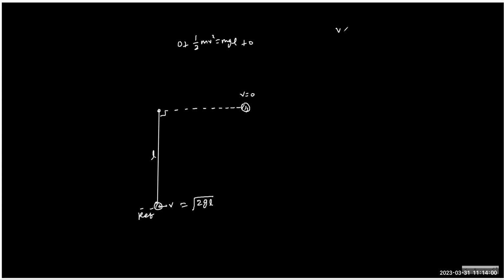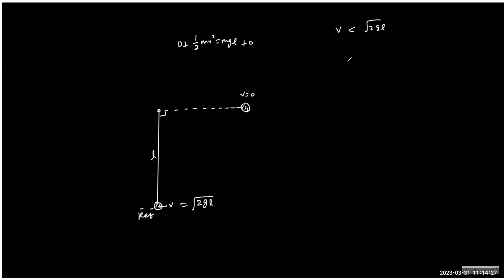If I impart velocity less than root 2GL, what will happen? Pendulum. It will act as an oscillatory motion. So will it be SHM or oscillatory? Oscillatory. It is not SHM. SHM is a condition in which the acceleration, the force, is proportional to x. So this is not SHM, it is oscillatory motion anyway.